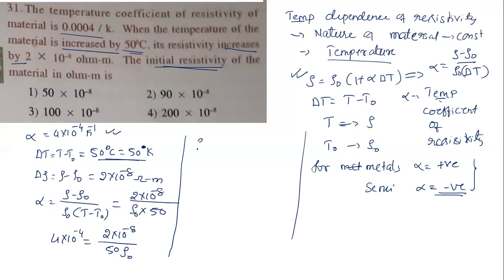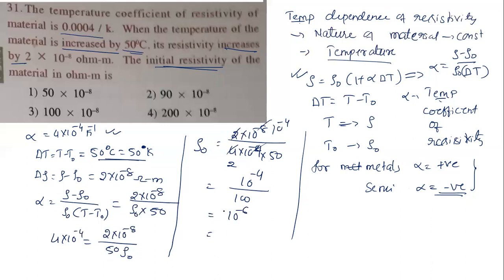Okay, so it will become rho naught equal to what now? 2 into 10 power minus 8 divided by 4 into 10 power minus 8 multiplied by 50. So it will cancel 2. It will be what now? 10 power minus 4, notice, yes. So 10 power minus 4, because these two are going to cancel, becomes 10 power minus 4 divided by 2 into 50, which becomes 100. So it will become what now? 100 is going to come to the numerator. It will become 10 power minus 6.